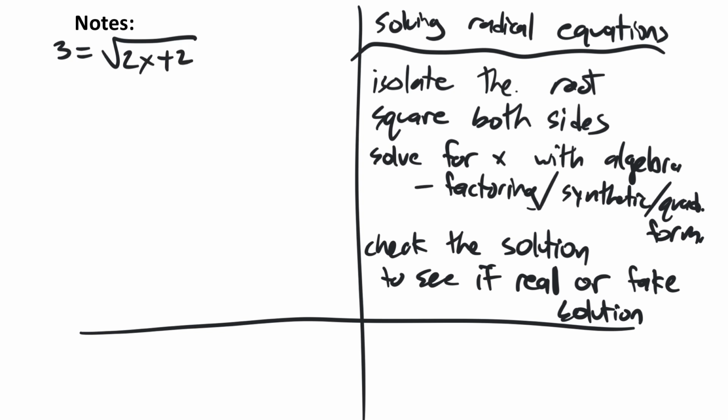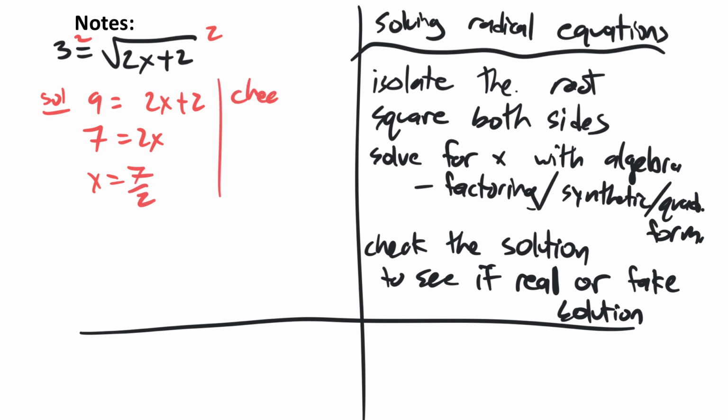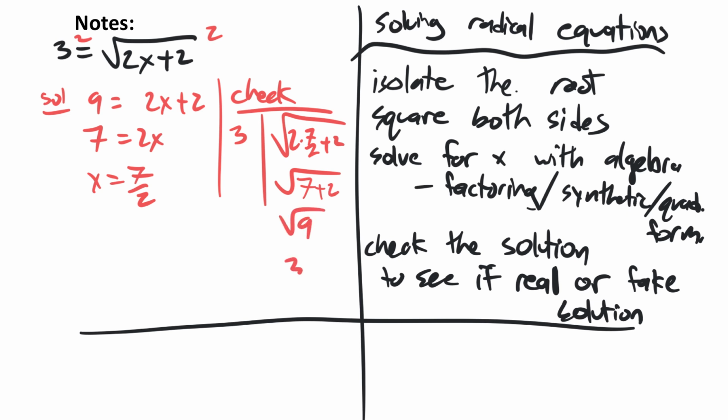All right, so assuming you gave that a try, square both sides, you get 9 equals 2x plus 2. Move the 2 over, divide by 2, and x equals 7 over 2. Now we do our check. So on the one side we get 3, on the other side we get the square root of 2 times 7 over 2 plus 2. Well, the 2's cancel, so you get 7 plus 2, square root of 9, which is 3. So it definitely checks out.